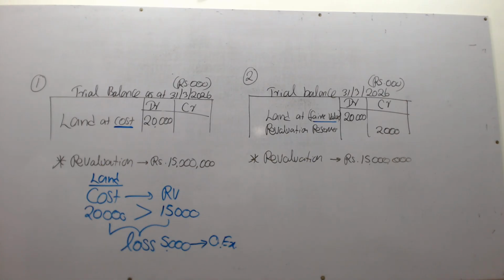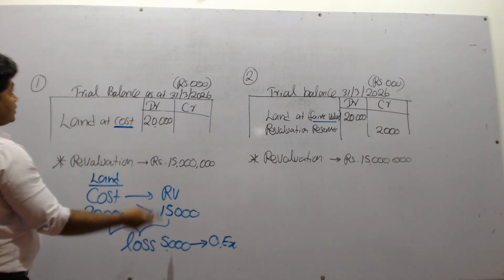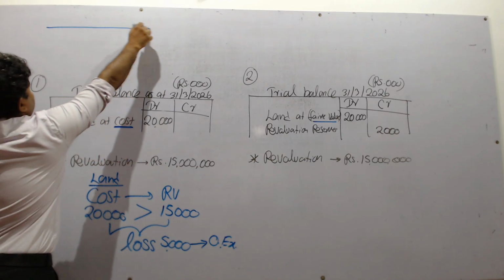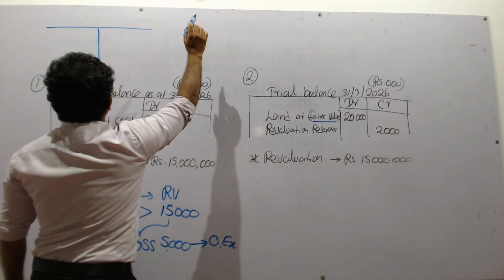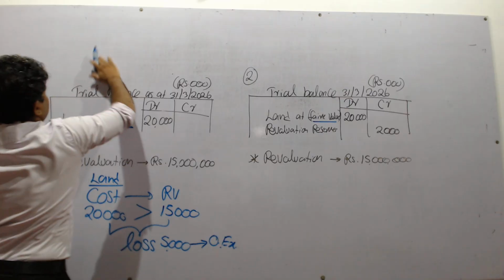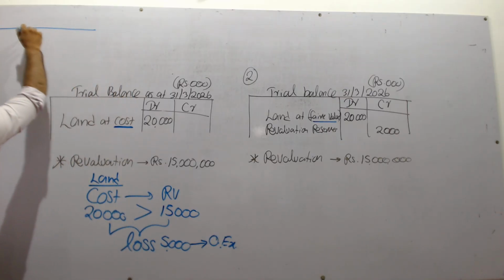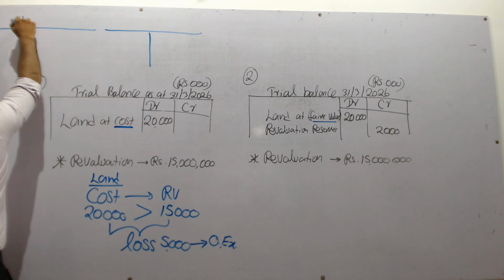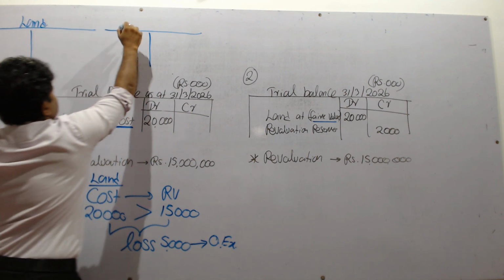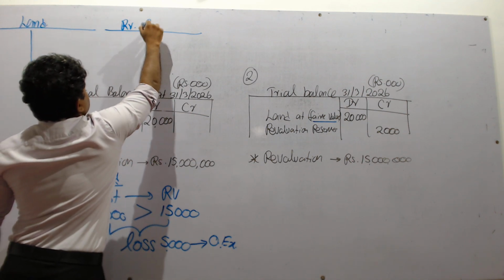First-time loss. Think how to record it in the ledger accounts. You have to prepare two ledger accounts: the land account and the revaluation loss account. Two separate ledger accounts. The loss should be recorded as other expense. Therefore, this is land as well as revaluation loss, not reserves.